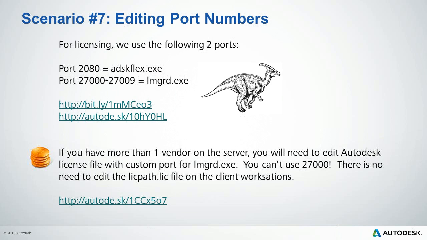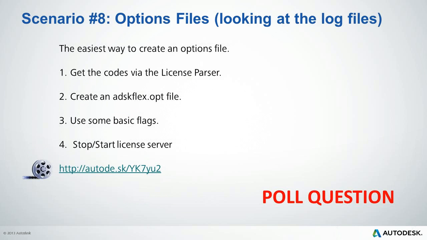All right. Number 8, options file. A good example is that if you have AutoCAD and Building Design Suite, you definitely want to control who is going to be using the Building Design Suite, because it's a very expensive product. In summary, you get the code that you want to use from the license parser, you create an ADSK flex.opt file, you put in some basic flags, and then you stop and start the license server. And again, there's a little video of that demo.